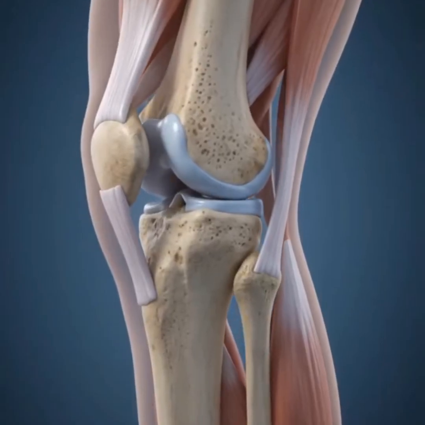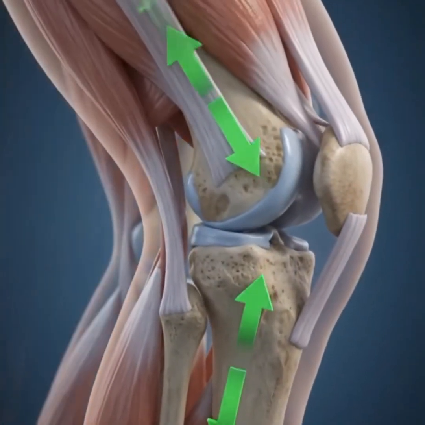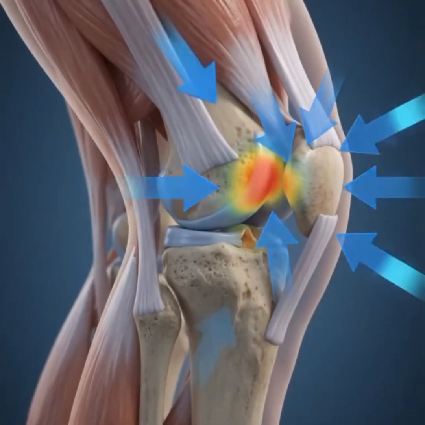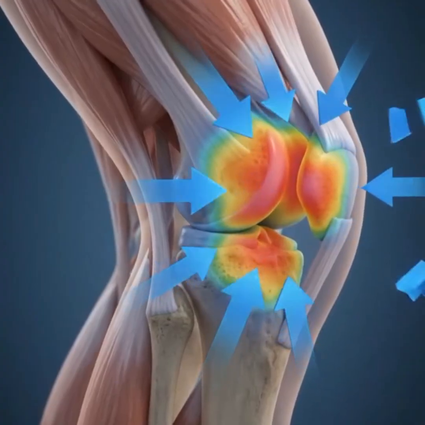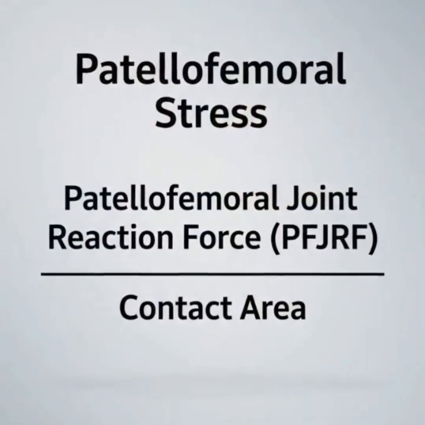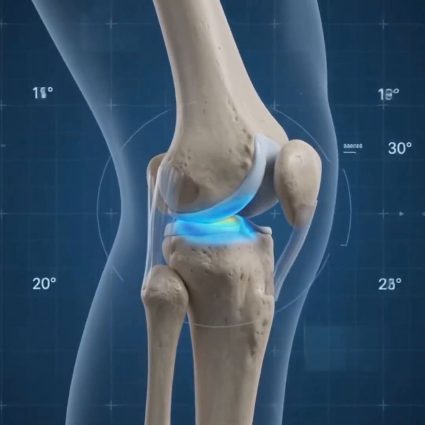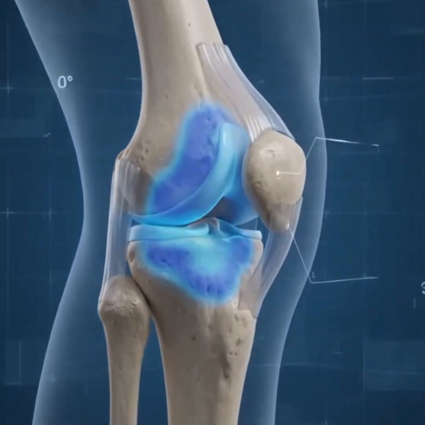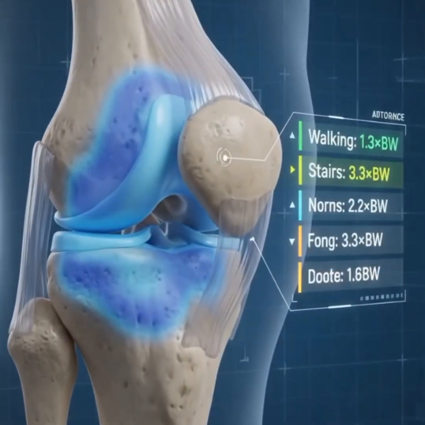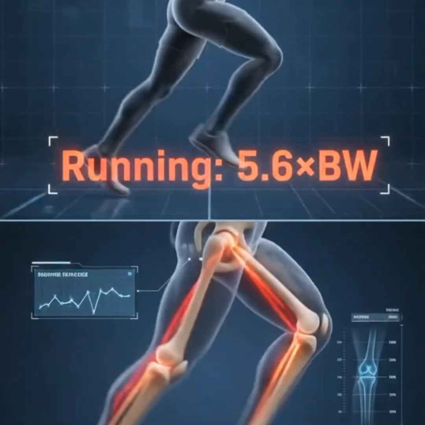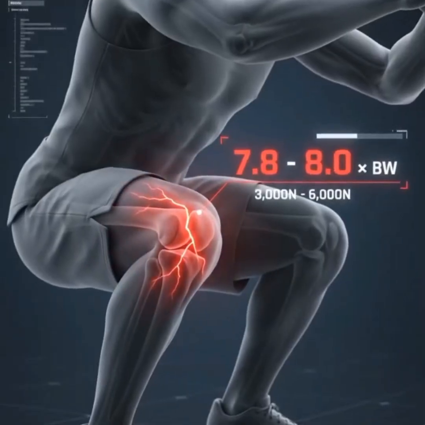Near full extension, the patella transmits tensile forces. As flexion increases, bending forces generate compression. This generates compressive forces across the joint. To prevent joint wear, the contact area between the patella and femoral trochlea increases as the knee flexes, distributing substantial, rising forces which reach peak levels during deep squats.